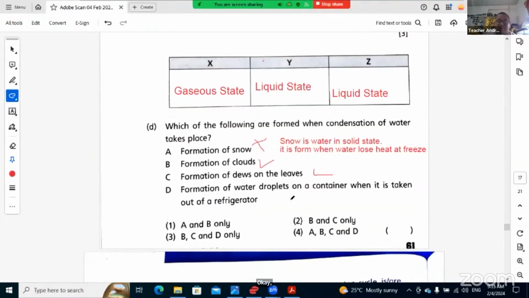So water droplets on a container when it's taken out of the refrigerator, yes, it's condensation because the water container is already very cold. All right. So therefore, for this question, the answer is number 3. Because A is solid. Liquid to solid is actually freezing, not condensation. All right. Let's carry on.